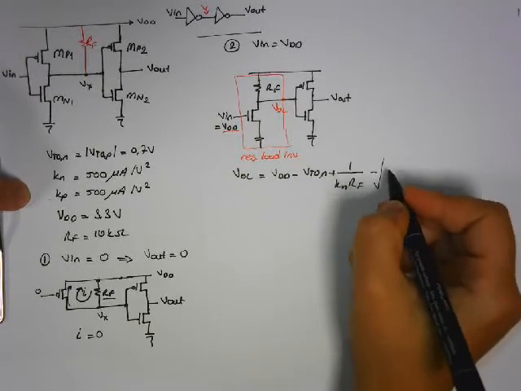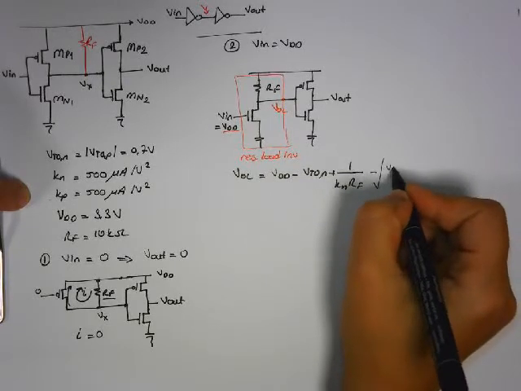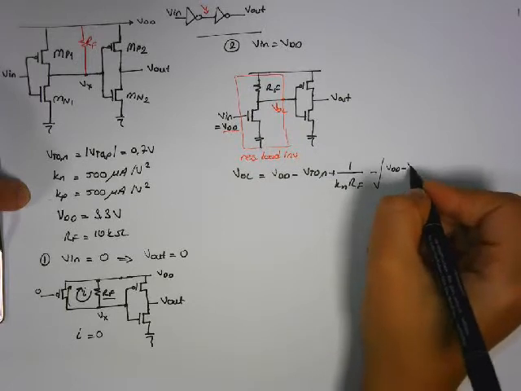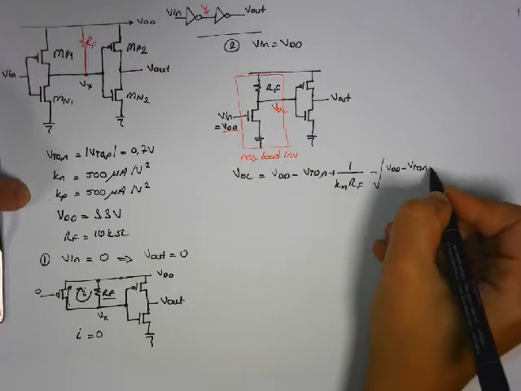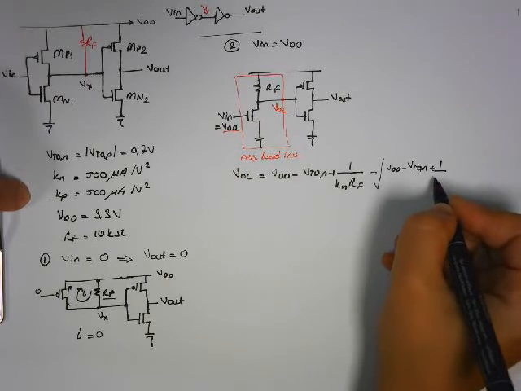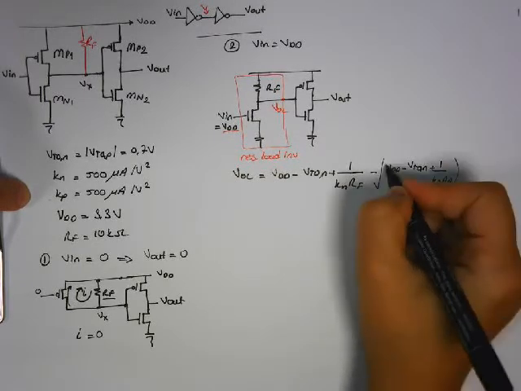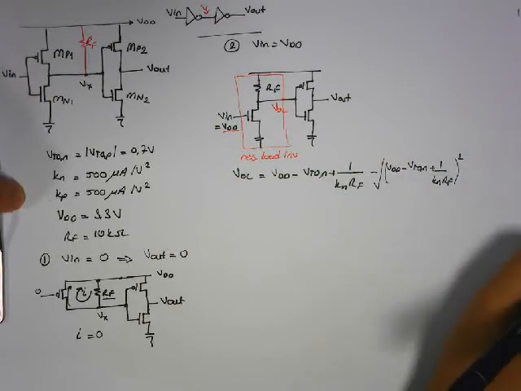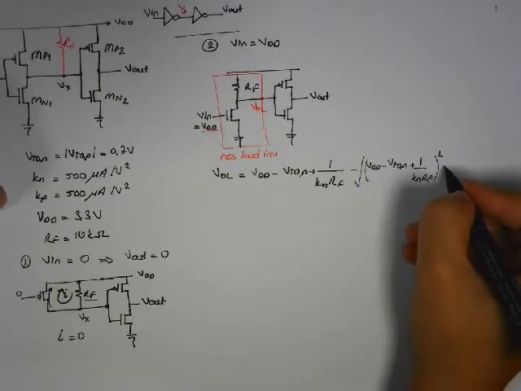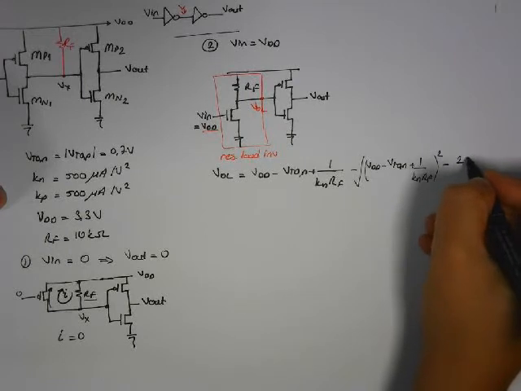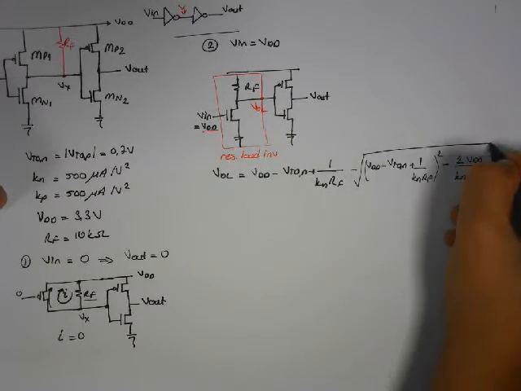minus square root of VDD minus Vt0 of N plus 1 by Kn Rf, squared, minus 2 VDD divided by Kn Rf.